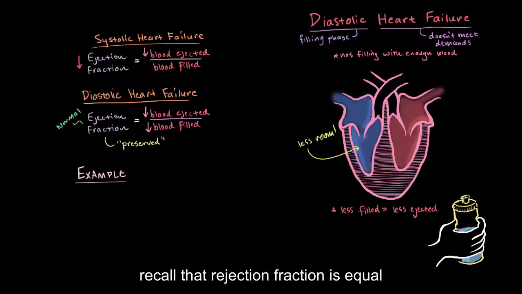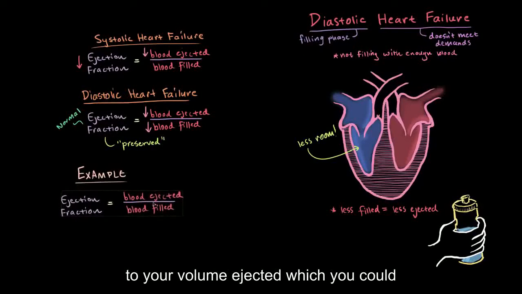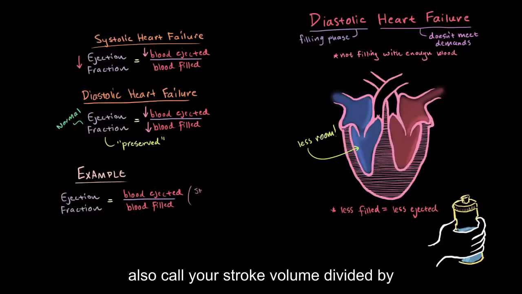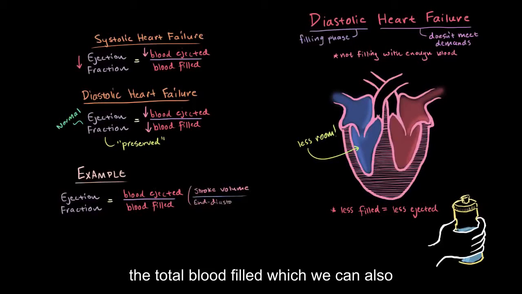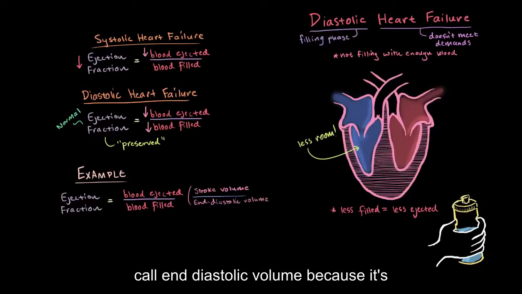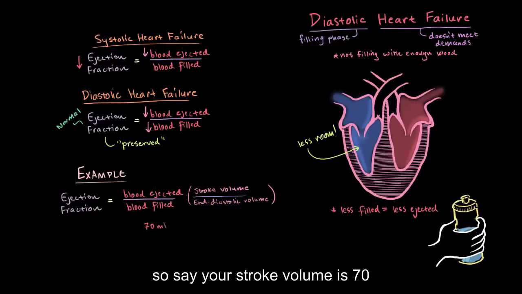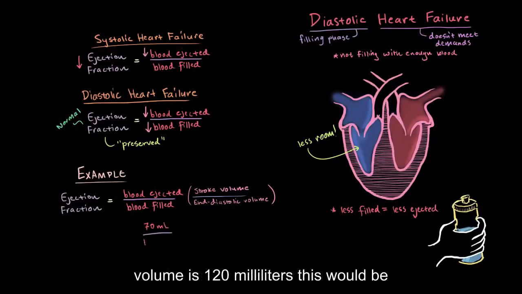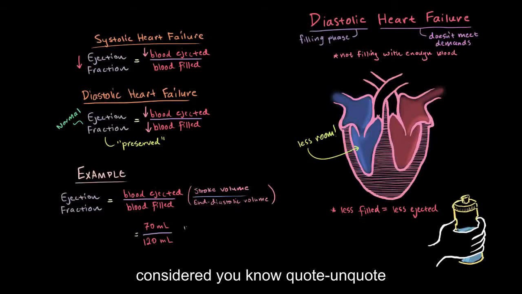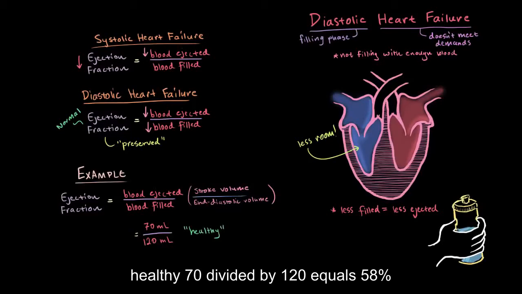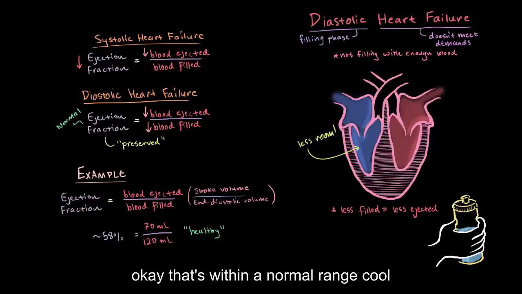Okay, so recall that ejection fraction is equal to your volume ejected, which you could also call your stroke volume, divided by the total blood filled, which we can also call end diastolic volume, because it's the volume at the end of diastole. Okay, so say your stroke volume is 70 milliliters. Say your end diastolic volume is 120 milliliters. This would be considered, quote unquote, healthy. 70 divided by 120 equals 58%. Okay, that's within a normal range.